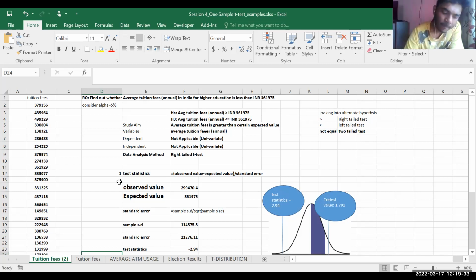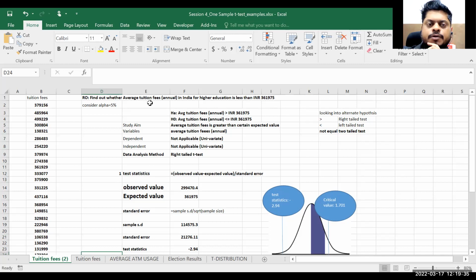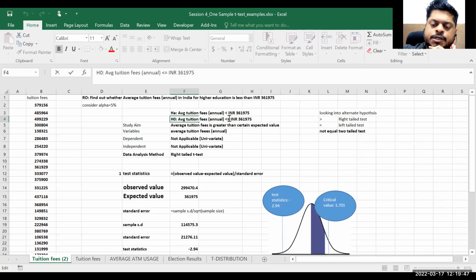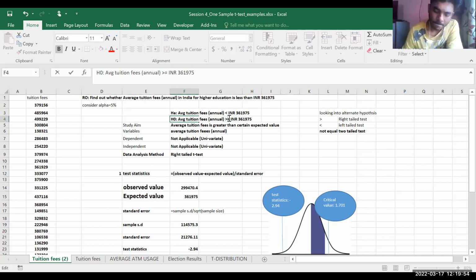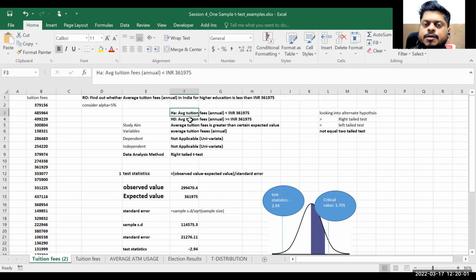Yes, sir. So let's say the other way around. If it says less than INR 3675, right, what would have been my alternate hypothesis? Less than. The null hypothesis would have been the same data, right? There is no change, only my research objective is different. If my research objective is to show that, okay, it is less than some number, 361975, the same thing I want to prove, less than 361975, then the null hypothesis would have been exactly the opposite of that, right?